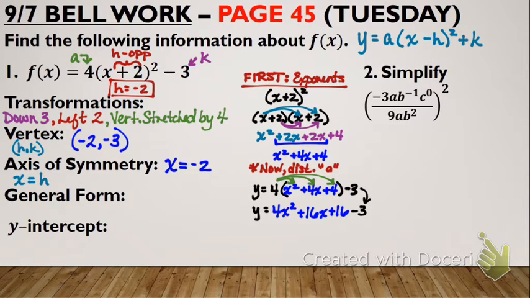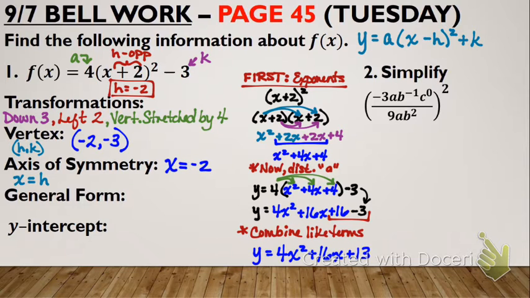Very last thing I have to do is combine my like terms. So I've got 16 minus 3. What is 16 minus 3? 13. Y equals 4x squared plus 16x plus 13 is my general form.